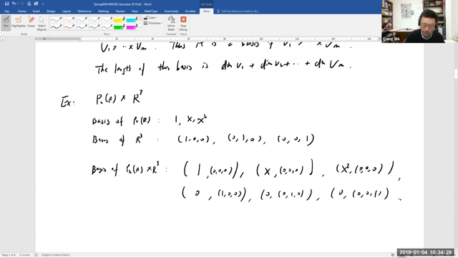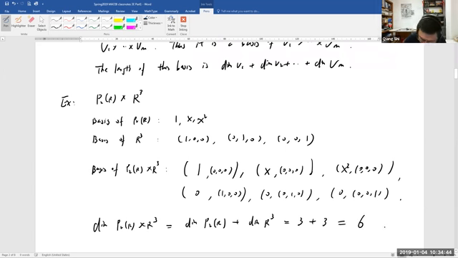So the dimension of this is equal to the dimension of P sub 2 of R plus the dimension of R3, which is 3 plus 3, which is equal to 6. So that's the right way to form the basis, and this is a specific example.